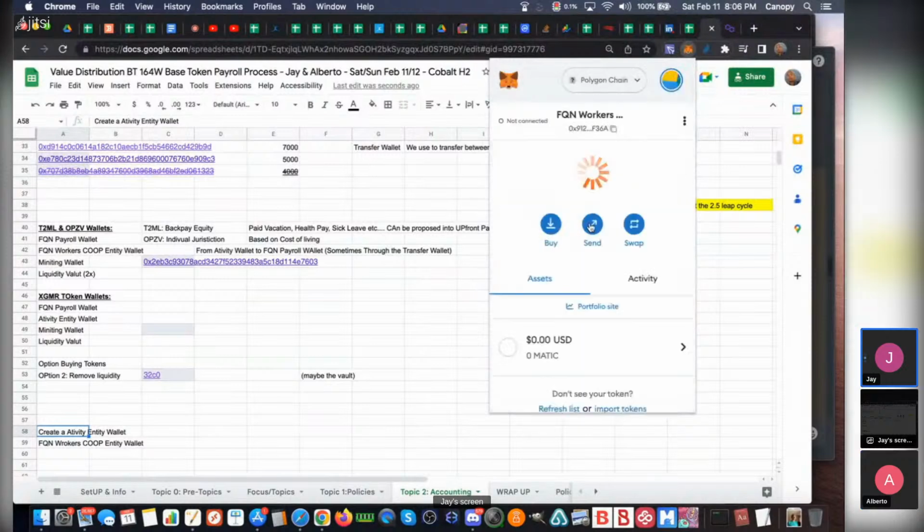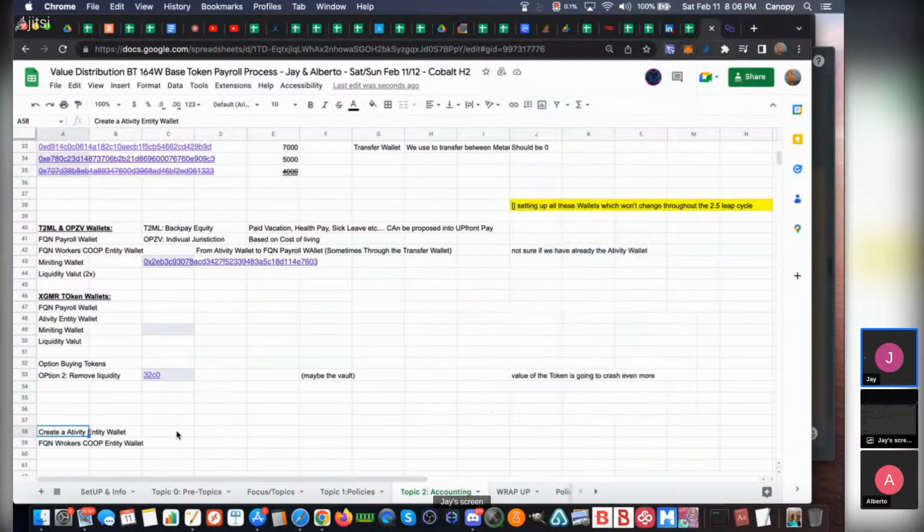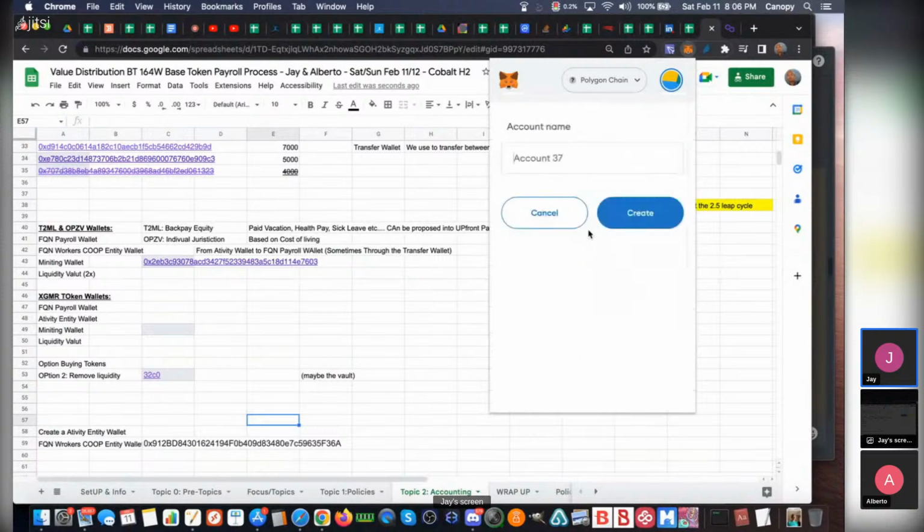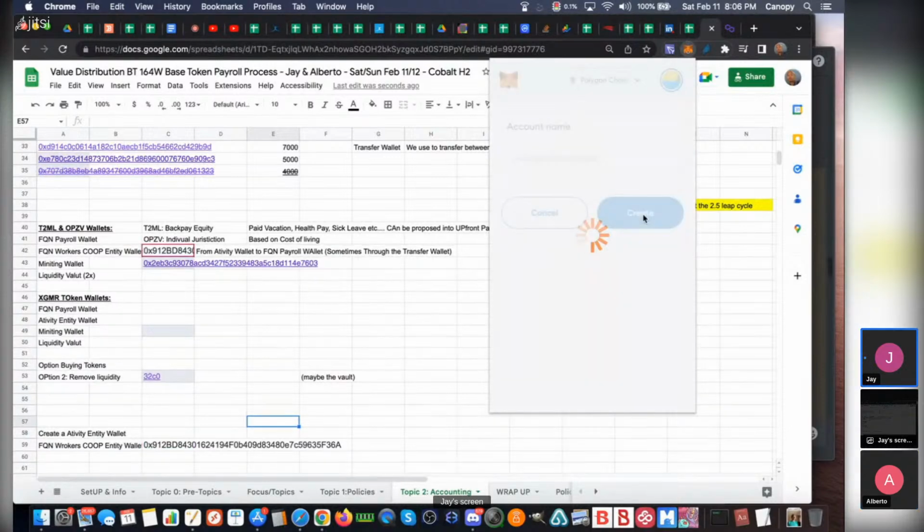All right, so that was created. I can copy this and link it here. So that's the FQN Workers wallet right there. And then we're going to create the activity entity wallet. Basically, those are just to represent the entities, so that we have a place where we know the value is supposed to be stored if it exists.